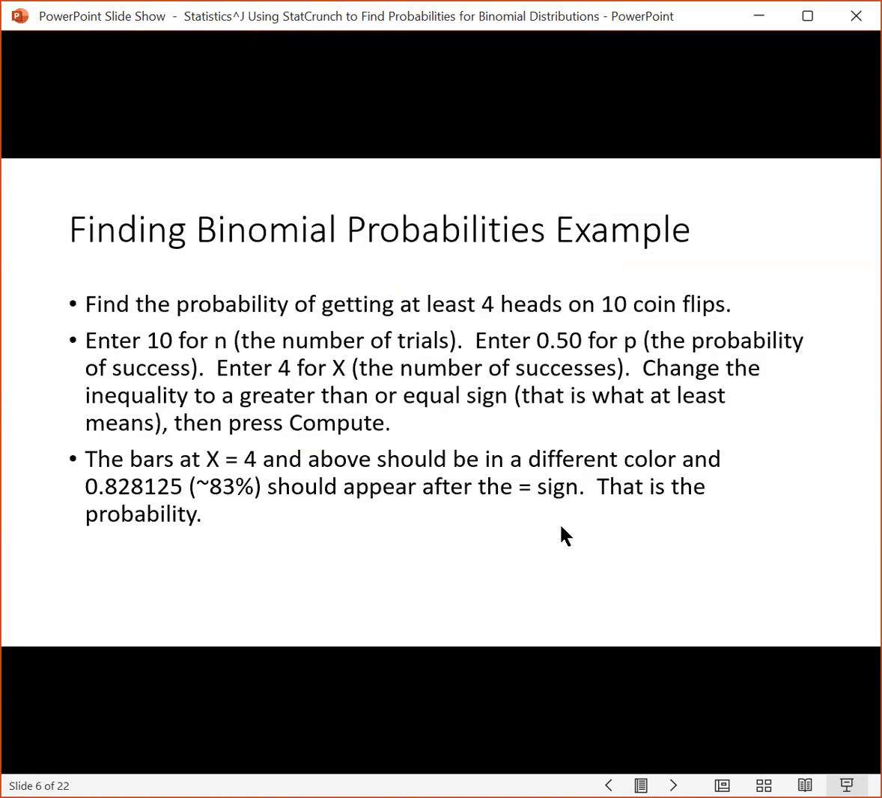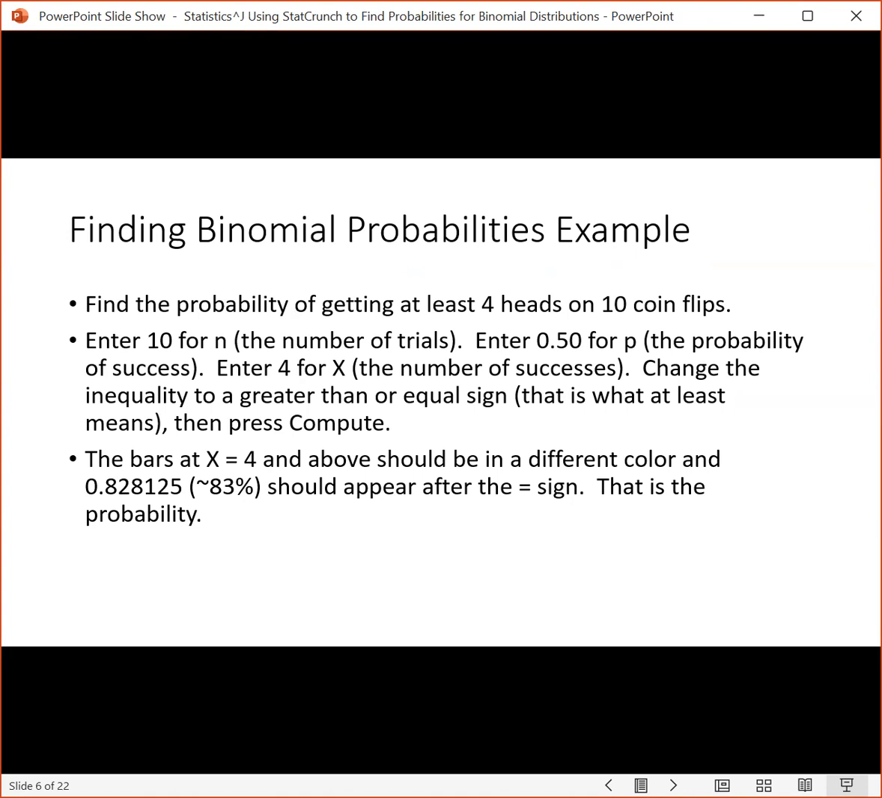So let's look at another one here. Let's say we want to find the probability of getting at least 4 heads on 10 coin flips. We're still doing 10 coin flips, so you want to leave n alone at 10. We're still doing coin flips, so it's still 50% for success. And 4 is still the important number when it comes to successes.